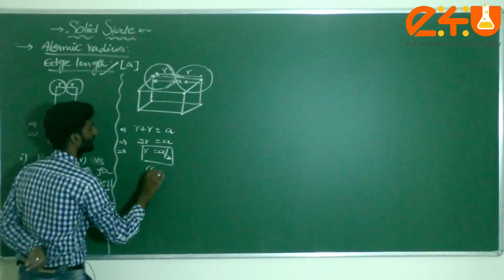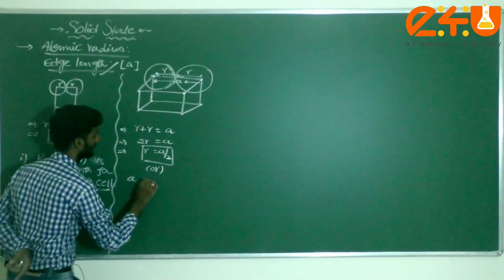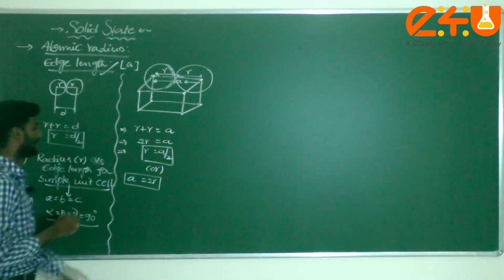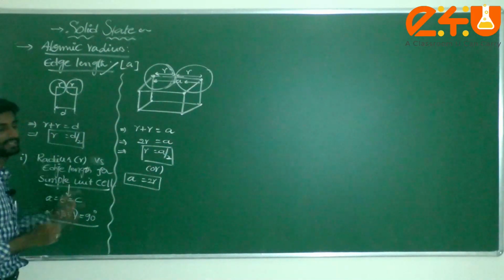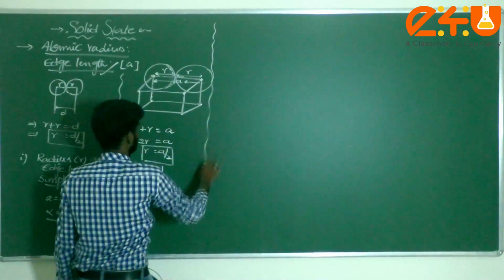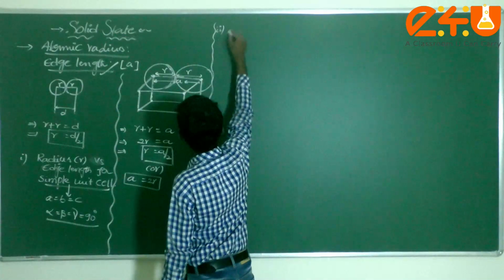Then if you want, with respect to edge length, a is equal to 2r. This is called the edge length for the simple unit cell. This is very important. Next one, if we take the second one, that is called body centered.